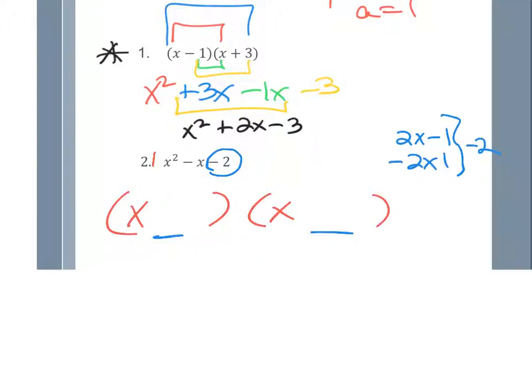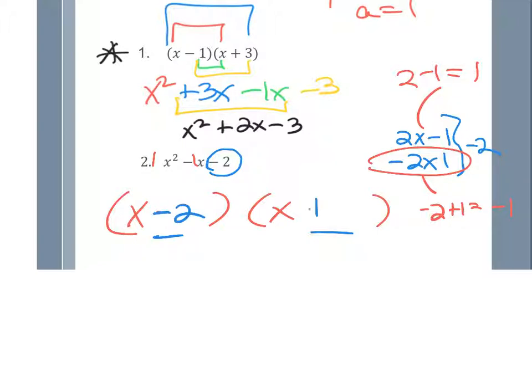But I have to figure out which one of these will subtract, because my signs are different, to give me the middle term. So I can see that I need to get a negative 1 here in the middle. When I add this one, 2 minus 1, or 2 plus negative 1, I get 1. But if I do negative 2 plus 1 here, I get the negative 1 that I need. So the factors of negative 2 that I'm going to use are the negative 2 and the positive 1. So here I would write negative 2, positive 1.